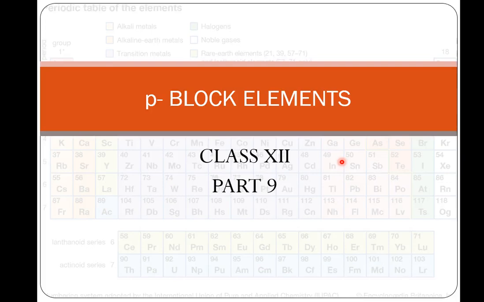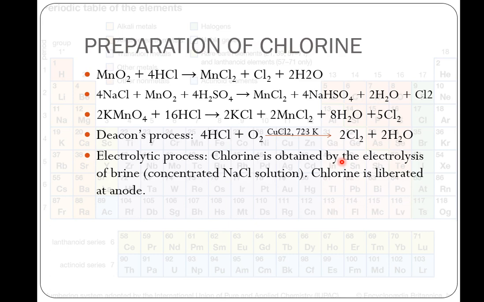Now, let us start with the next part of the chapter, P block elements. We were talking about group 17, that is halogens. Today we will talk about preparation of chlorine. It can be prepared by the following methods. Number 1, by heating manganese dioxide with concentrated HCl.